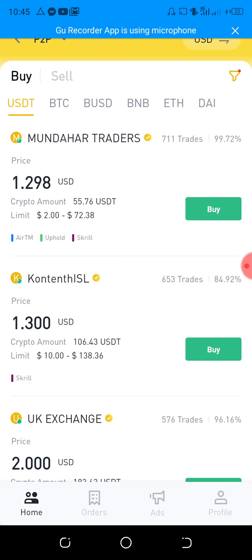Then you need to use the Binance P2P to send, and this is the way to set it. You change it to USD and you're using USDT.